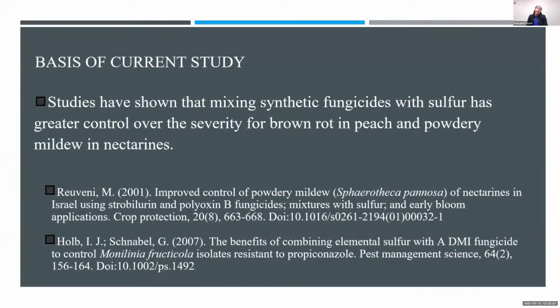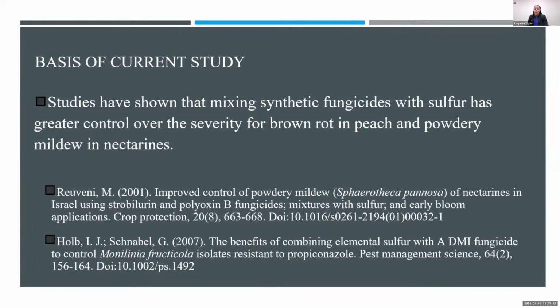Going to the basis of my current study, studies have shown that mixing synthetic fungicides with sulfur has greater control over the severity of brown rot in peach and powdery mildew in nectarines. The first study was conducted by Ravini in Israel, where QoI fungicides were mixed with reduced rates and full rates of sulfur. These tank mixtures showed an enhanced inhibitory effect against powdery mildew when compared to QoI fungicides alone.